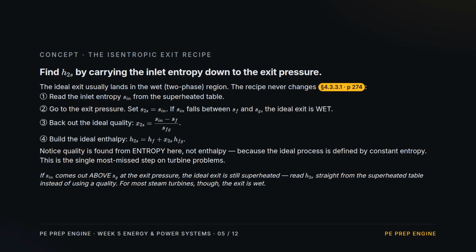Here is the recipe for the ideal exit enthalpy. 1. Read the inlet entropy from the superheated table. 2. Go to the exit pressure and set the exit entropy equal to it. If it falls between SF and SG, the ideal exit is wet. 3. Back out the ideal quality from entropy, Sn minus SF over SFG. 4. Build the ideal enthalpy, HF plus that quality times HFG. The key trap, ideal quality comes from entropy, not enthalpy, because the ideal process is defined by constant entropy.